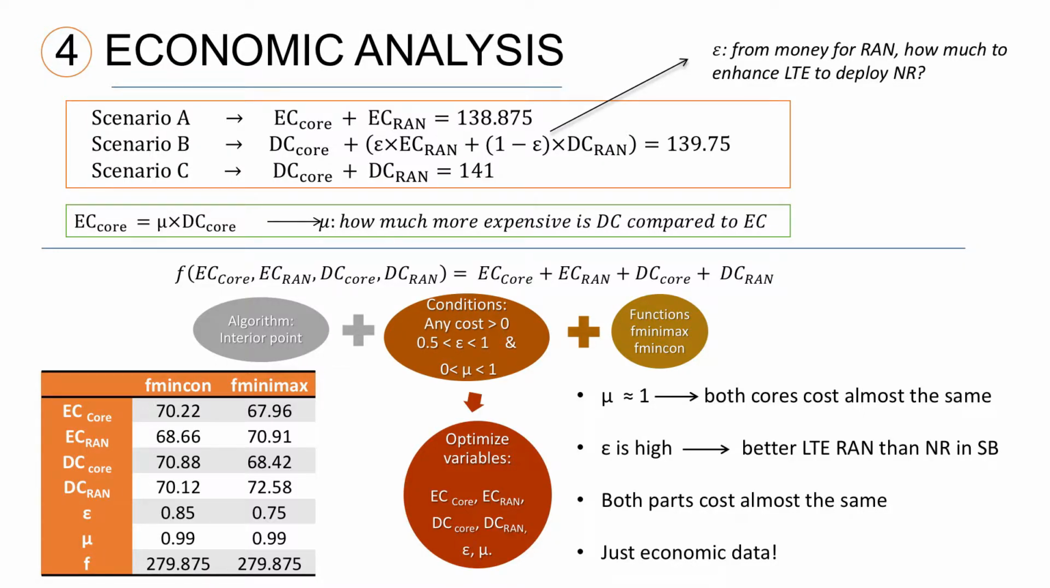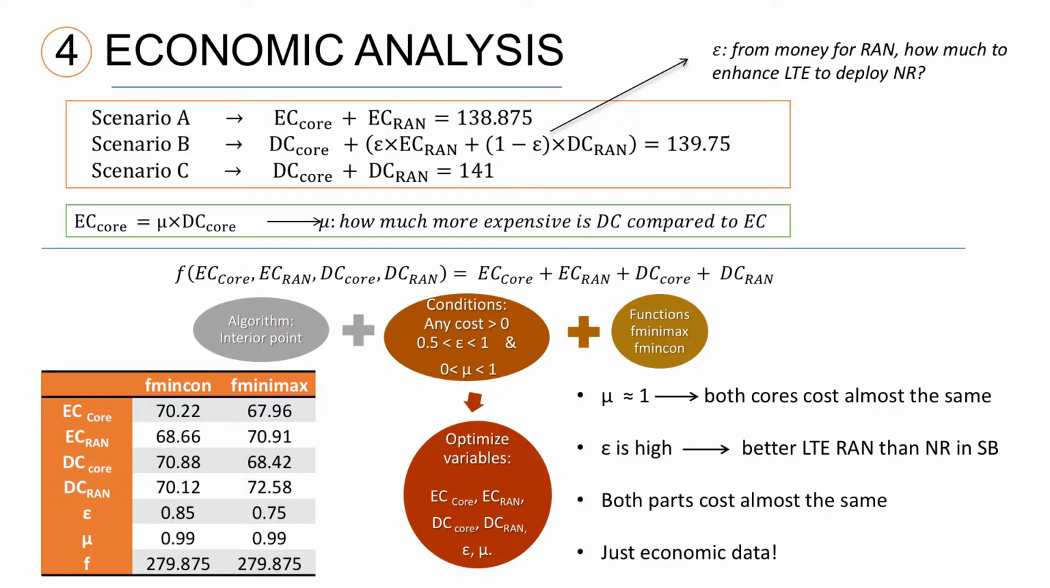Pay special attention to this parameter mu that tells us how much more expensive is deploying the new core network than enhancing the LTE network. We see that it's almost 1, which means that enhancing the LTE core network and deploying the new core will be not the same, but it will be not that much more expensive. So yeah, some insights. Both cores will cost almost the same.